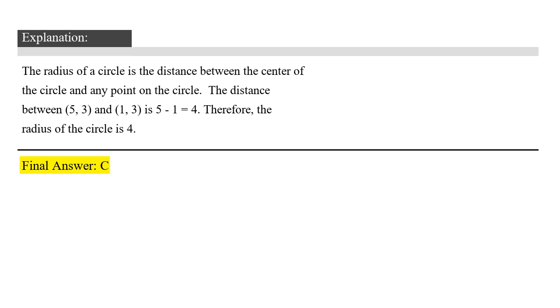The radius of a circle is the distance between the center of the circle and any point on the circle. The distance between (5, 3) and (1, 3) is 5 - 1 = 4. Therefore, the radius of the circle is 4.